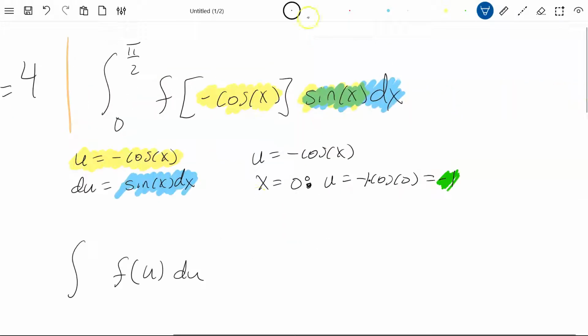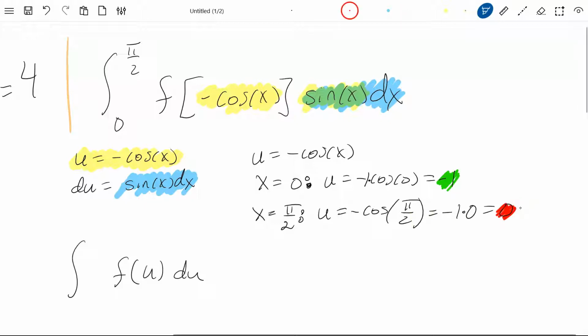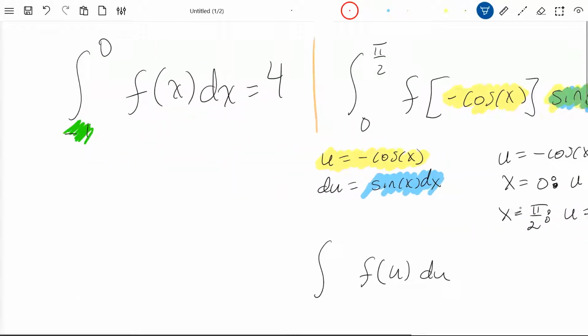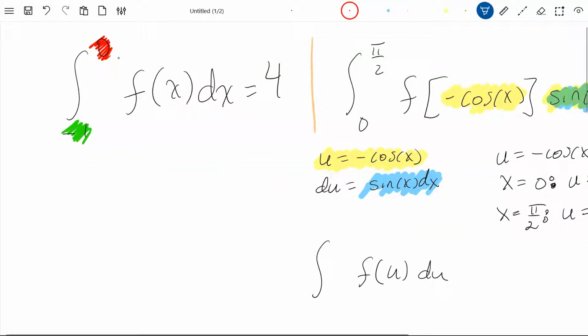We want that. Let's also transform x equals pi over 2. So that's going to give us u equals negative cosine of pi over 2. Pi over 2 is the top of the unit circle. There the x-coordinate, which is the cosine function, is 0. So this becomes -1 times 0, which is 0. So now this value represents this upper limit of integration right here. See how they're matching perfectly? Obviously all of this is prearranged in advance.